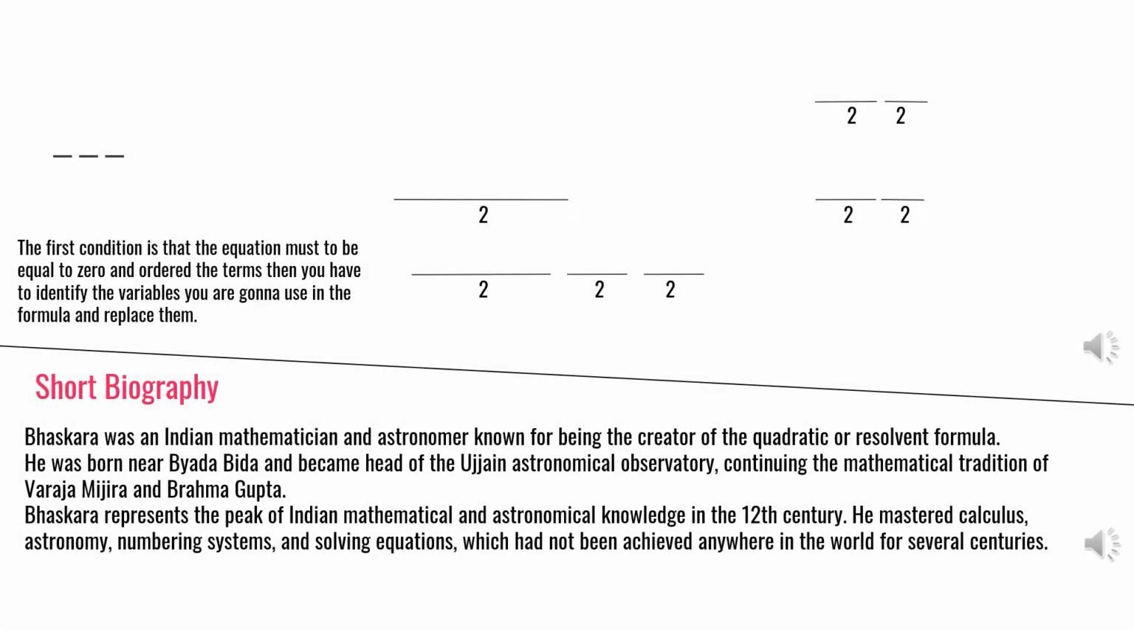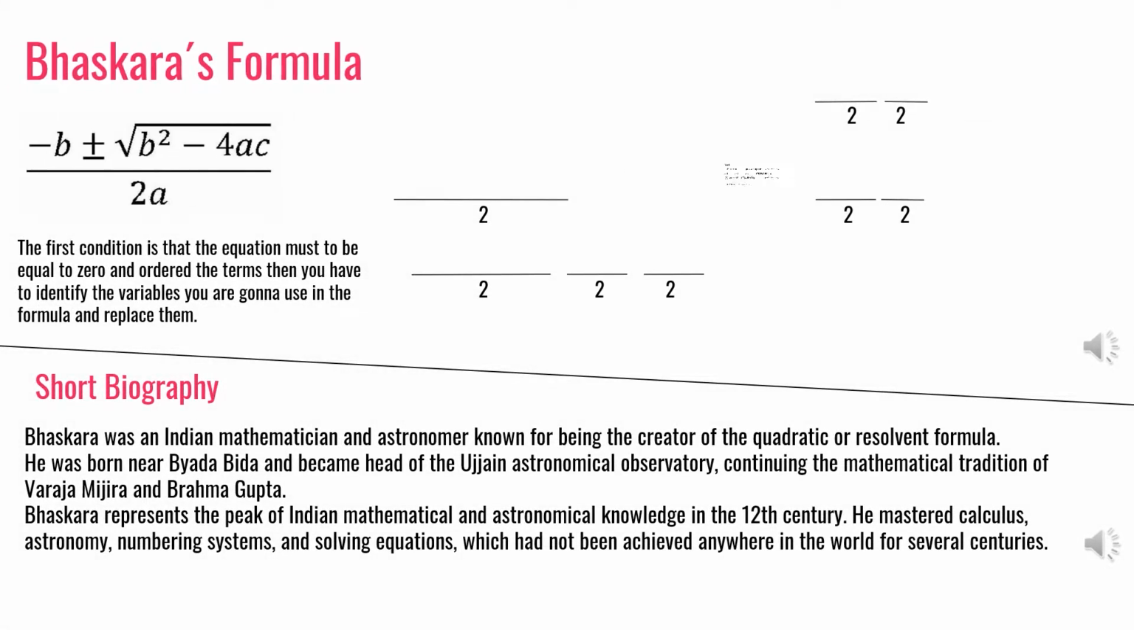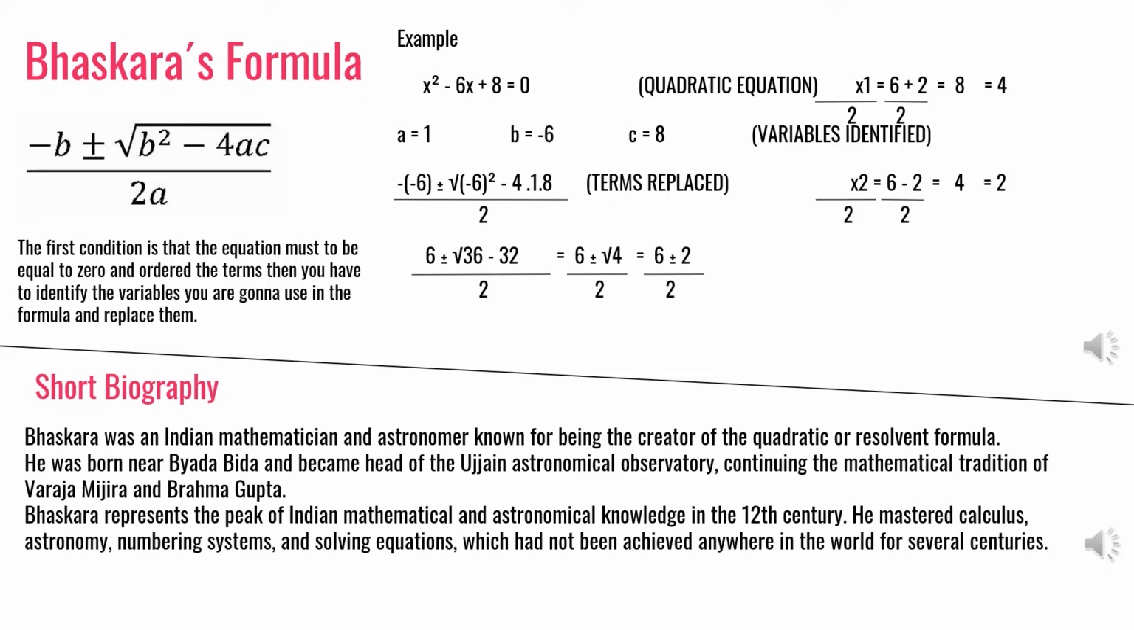The first condition is that the equation must be equal to 0, and order the terms. Then you have to identify the variables that you are going to use in the formula and replace them. When you have already replaced them, you solve the rest. First, you get the result of negative b and perform the following multiplication. Then you have to subtract the result from before, take the square root of it, and simplify the result.